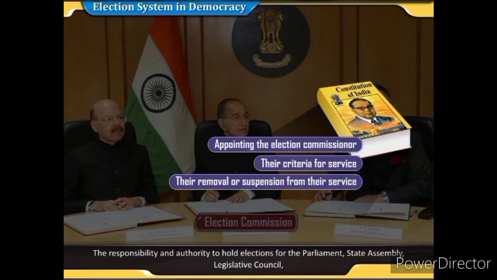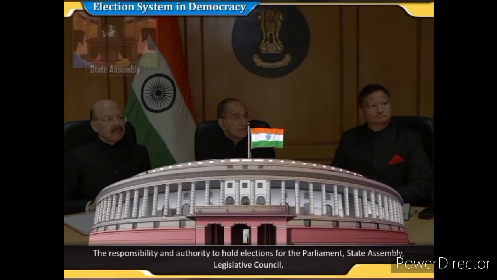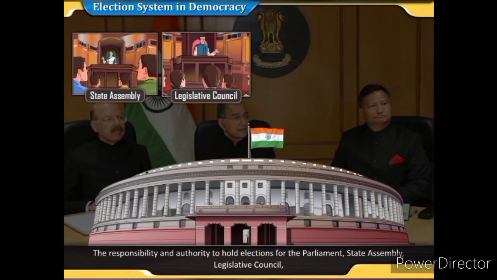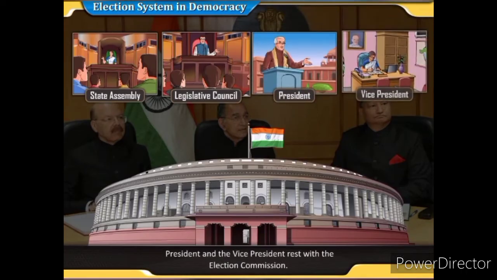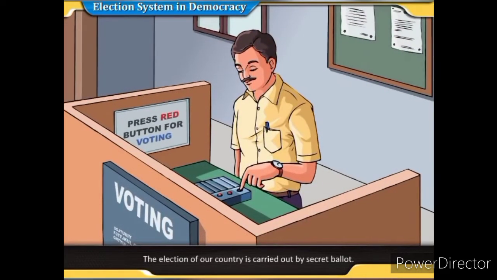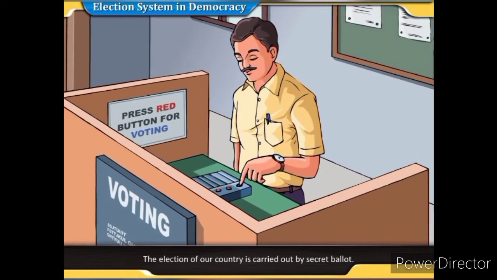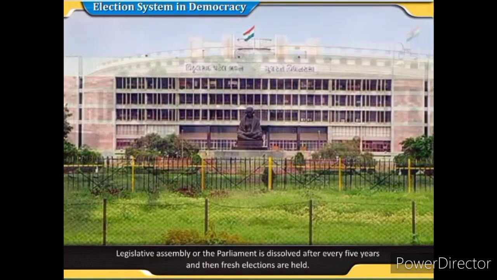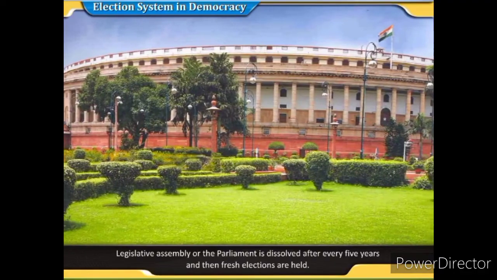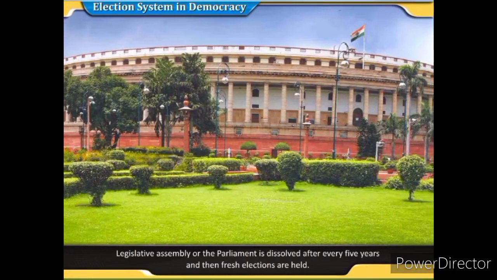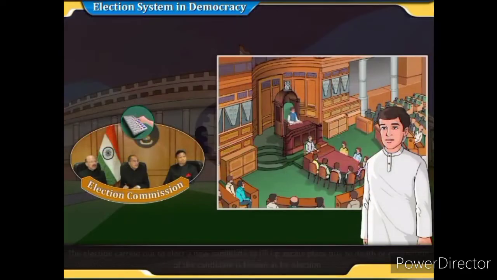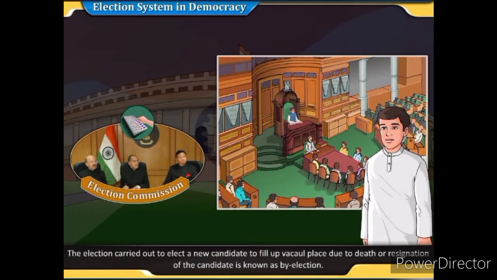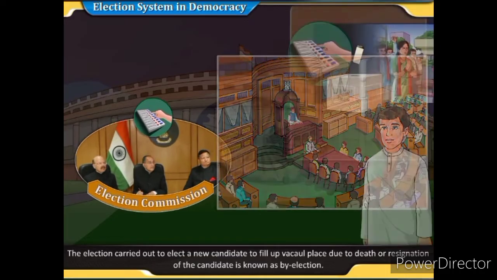The responsibility and authority to hold elections for the Parliament, State Assembly, Legislative Council, President and the Vice President rests with the Election Commission. The election of our country is carried out by secret ballot. Legislative Assembly or the Parliament is dissolved after every 5 years and then fresh elections are held. The election carried out to elect a new candidate to fill up a vacant place due to death or resignation of the candidate is known as by-election.